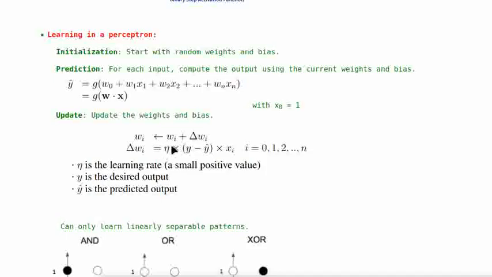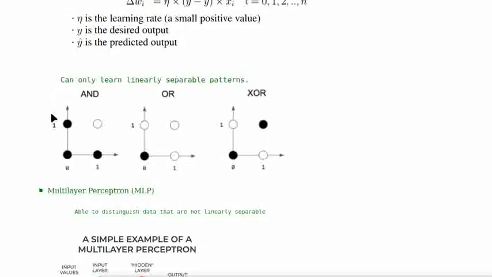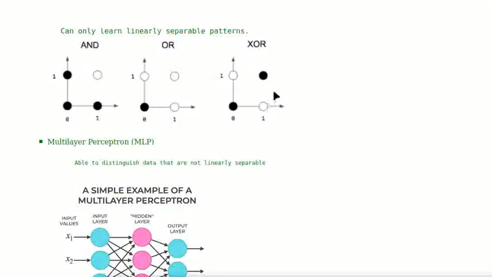This simple perceptron can only learn linearly separable patterns, such as those of an AND gate or an OR gate. Linear separability means that a straight line can divide the data into distinct categories, for example, separating white circles, representing 1, from black circles, representing 0. While a perceptron works for AND and OR gates, where a single straight line suffices, it fails for the XOR gate, which is not linearly separable. No single straight line can classify the data correctly.